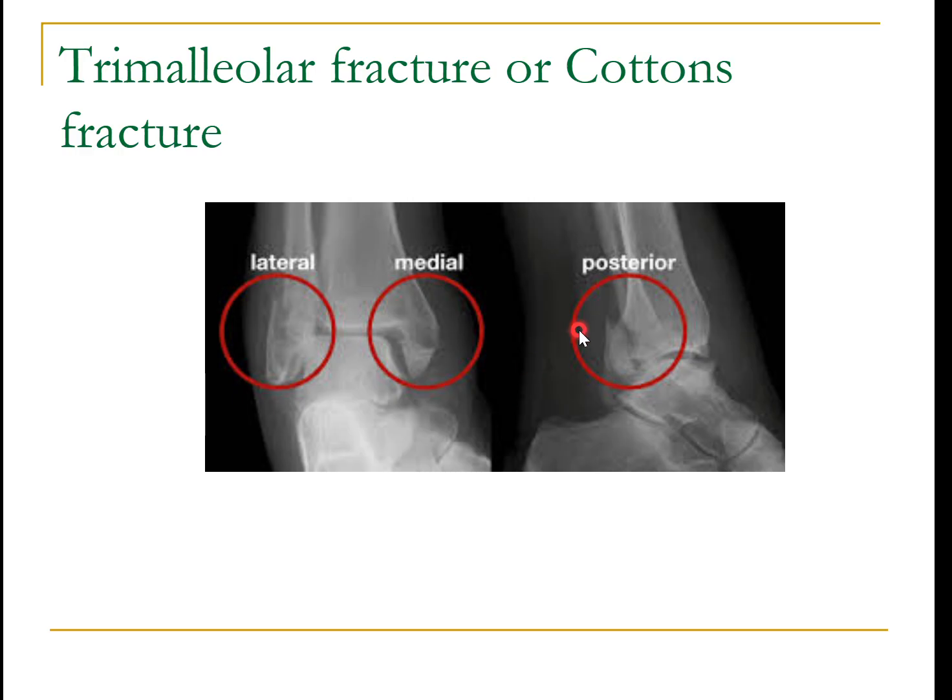Whereas if there is a fracture of medial malleolus, lateral malleolus, and also the posterior margin of the tibia, it is called the trimalleolar fracture or Cotton's fracture. So these are the two types of fractures we have to know. One is the Pott's fracture, which is bimalleolar, and the other one is the Cotton's fracture, which is the trimalleolar.